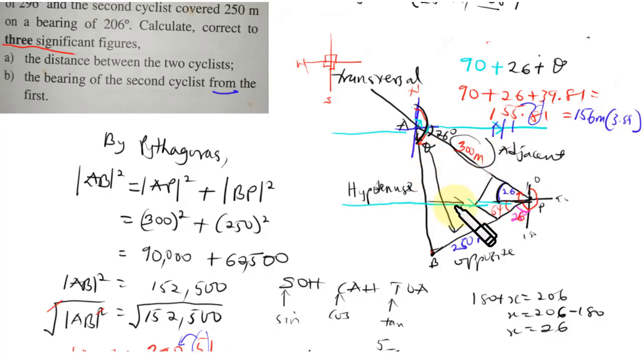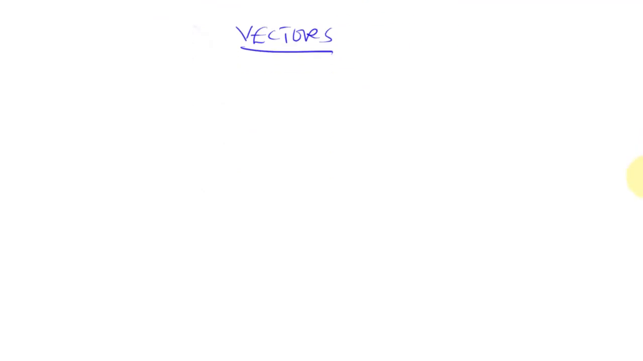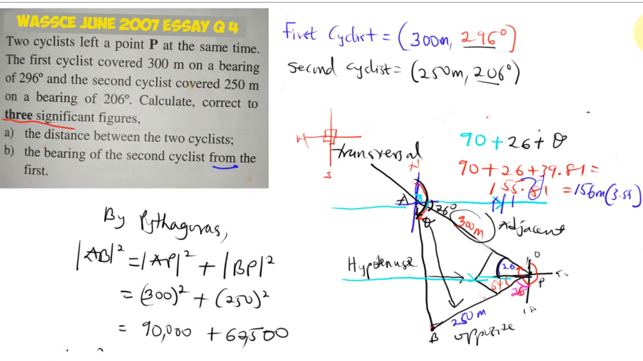We had a triangle, that is a right angle triangle here, and we solved this. But in the second method, we can also use vectors. So let us get back to the question and write the vectors here. So the question says that two cyclists left a point P at the same time. The first cyclist covered 300 meters on the bearing of 296 degrees.